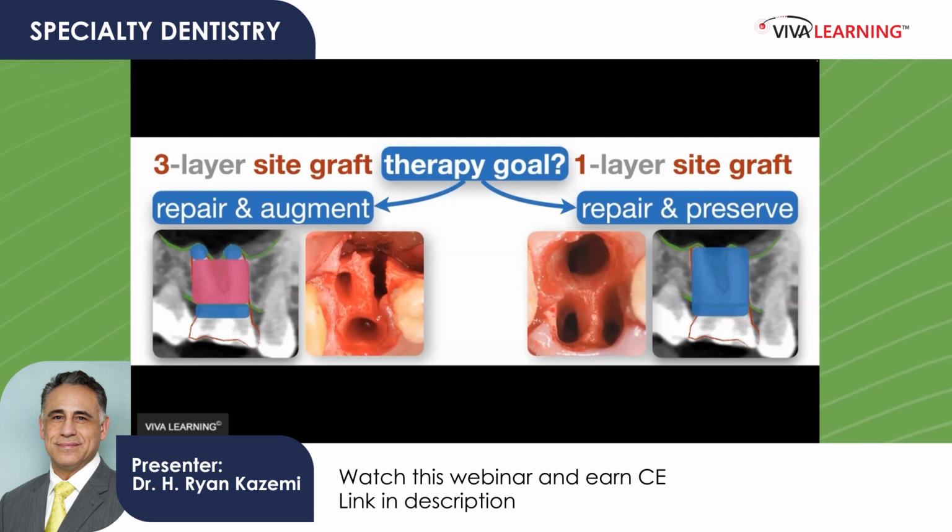What if I have a case such as this where the tooth is a 5-wall defect and simply my goal is to do repair and preserve? Then a 1-layer site graft will certainly work quite well.